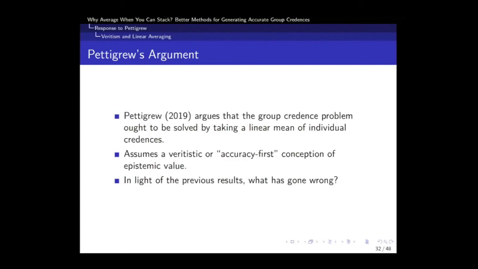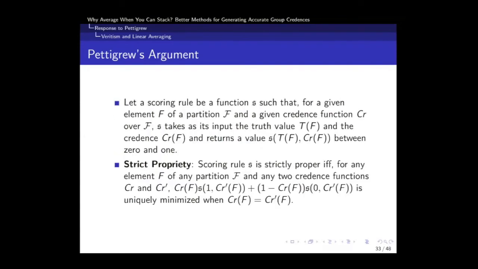So what I'll do is reconstruct Pettigrew's argument. First, we'll let a scoring rule be a function such that for a given element of the partition and a given credence function over that partition, the scoring rule takes as its input the truth value for the element of the partition and the credence for that element, and returns a value between 0 and 1, right? So it's just taking the truth value and the credence, and giving you a score between 0 and 1.